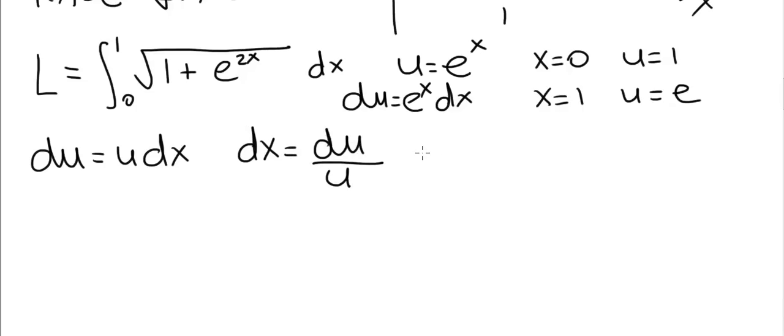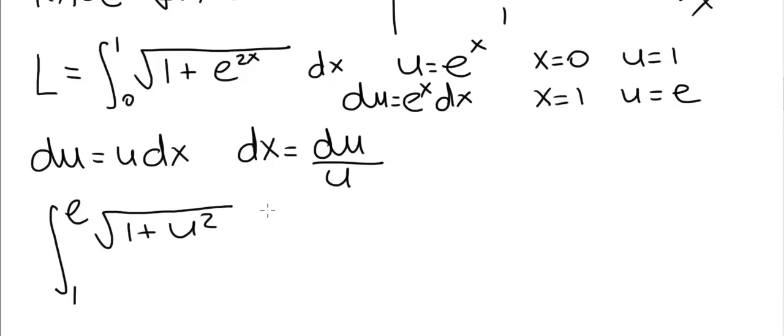Now let's replace the 0 and the 1 with 1 and e. This will be equivalent to the integral from 1 to e of the square root of 1 plus u squared, and dx is du over u, so we can put u in the denominator here, and du. Now this integral can be solved by trigonometric substitution.